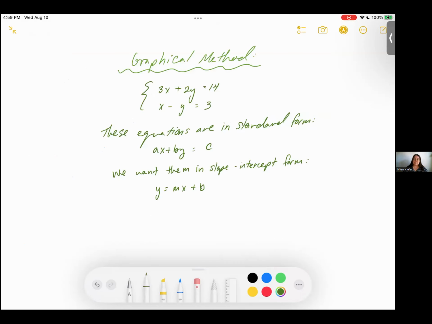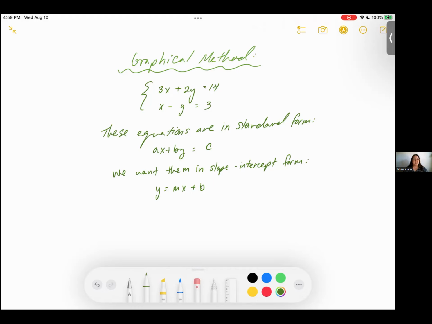Before we go ahead and plug these equations into Desmos, we want to rewrite them. Like we mentioned earlier, handheld calculators really prefer your equations when you graph them to be in slope-intercept form, which is y equals mx plus b, which is not how these equations look. These equations are given to you in standard form, which is ax plus by equals c. So if you want them in slope-intercept form, you're going to have to rewrite both of your equations so that you'd be able to actually put them in your calculator.